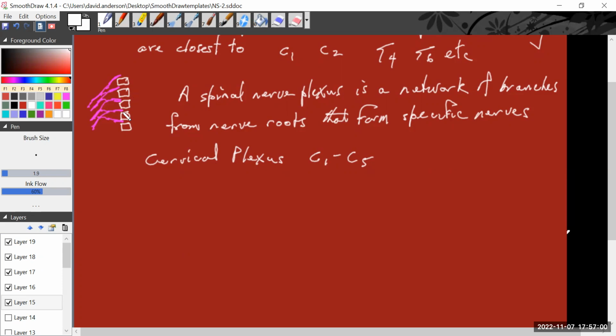So these nerves are going to supply the chest and the upper back. They're going to supply muscles associated with the neck. Okay, and one of the most important nerves that comes out of the cervical plexus is a nerve called the phrenic nerve. Anybody heard of the phrenic nerve before? No. So it's made up from branches from C3, 4, and 5, and it supplies the diaphragm.